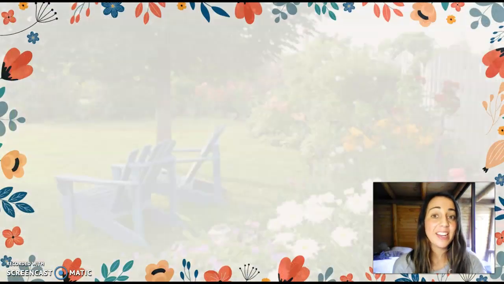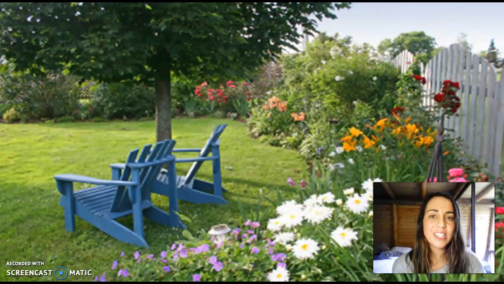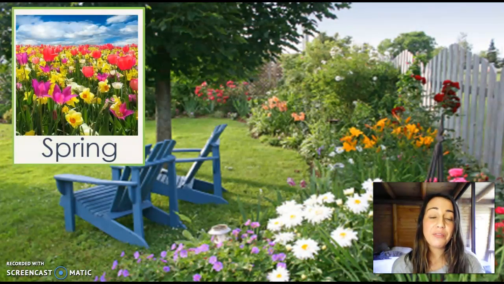Let's see the next landscape. What season is it? Spring. Very good. This garden is full of flowers and the tree has leaves. Very good. It is spring.